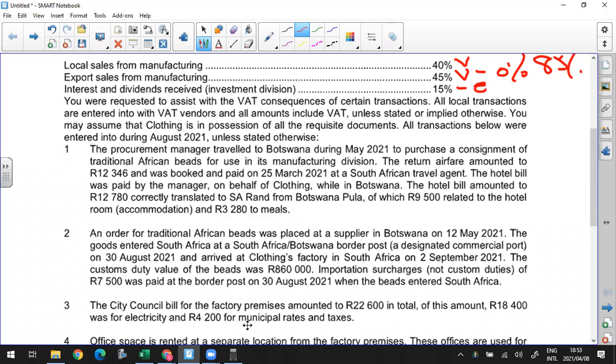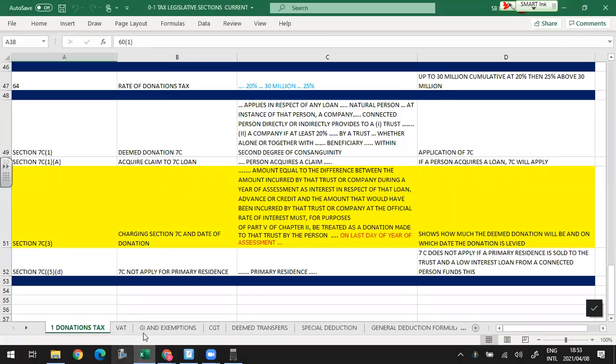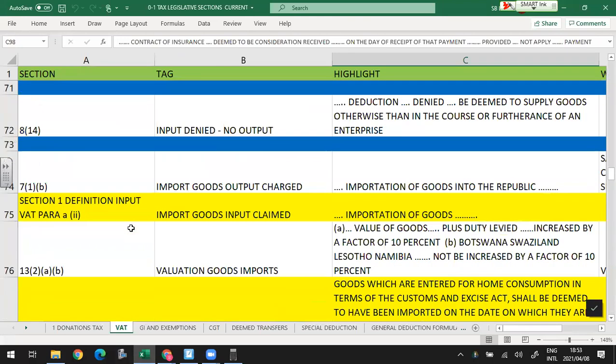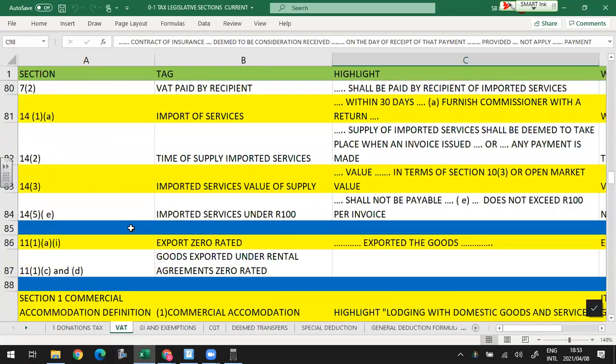If you don't know, what are you going to do? You can go and look and find imports. That's one way. All right.